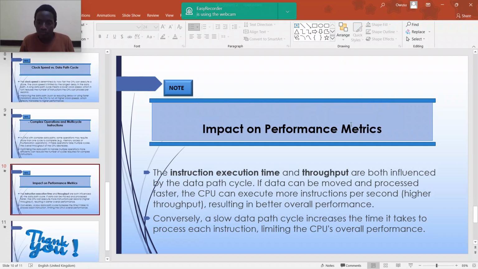Impact on performance metrics. The instruction execution time and throughput are both influenced by the data path cycle. If data can be moved and processed faster, the CPU can execute more instructions per second, that is higher throughput, resulting in better overall performance. Conversely, a slow data path cycle increases the time it takes to process each instruction, limiting the CPU's overall performance.